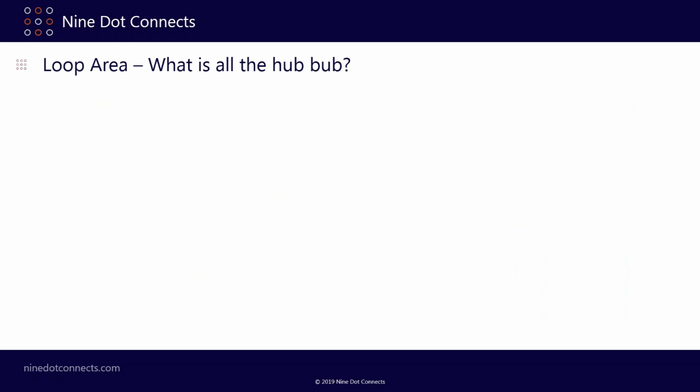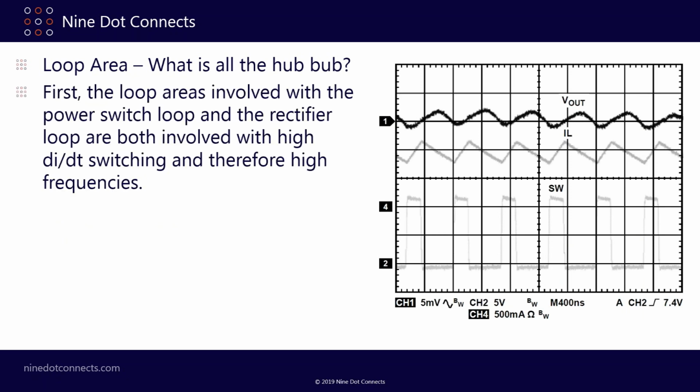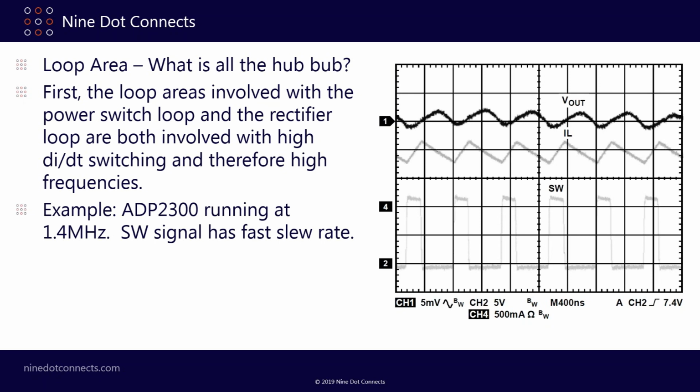So loop area, what is all the hubbub anyhow? First, the loop areas involved with the power switch loop and the rectifier loop are both involved with high di/dt switching. In other words, very fast transients of current taking place. When you have high transients, the result is the same thing as high frequencies.